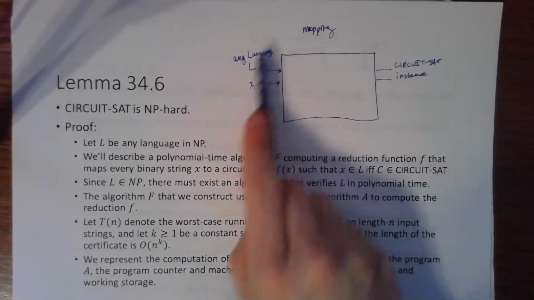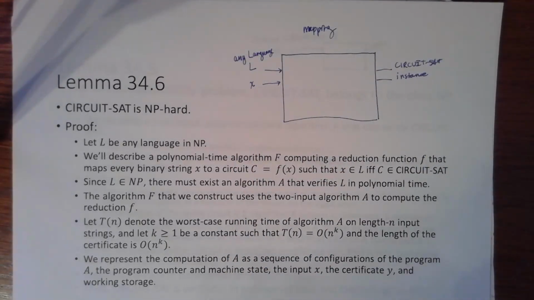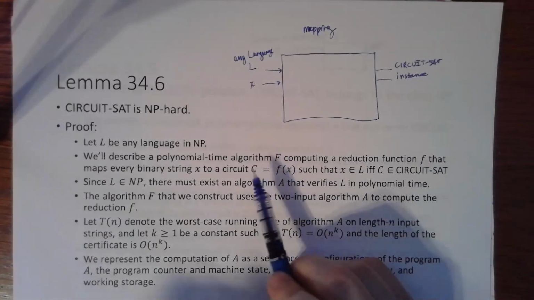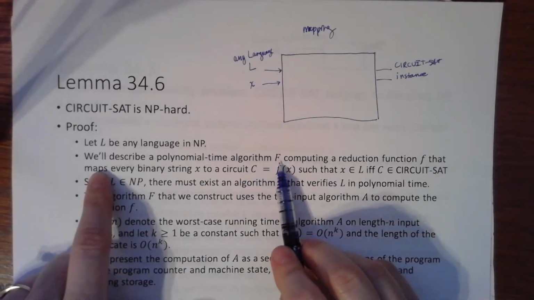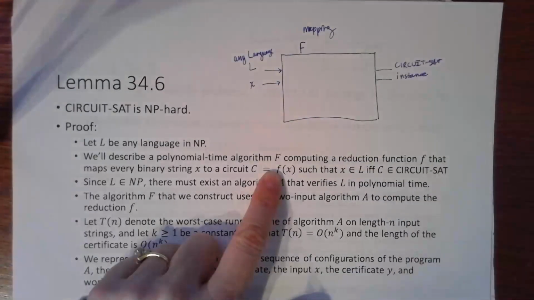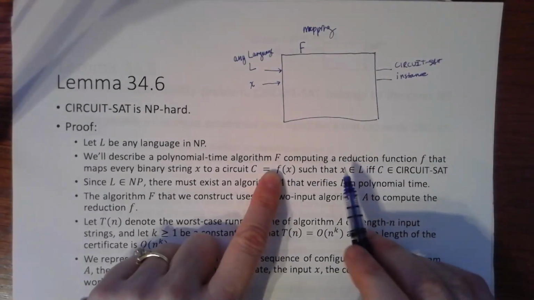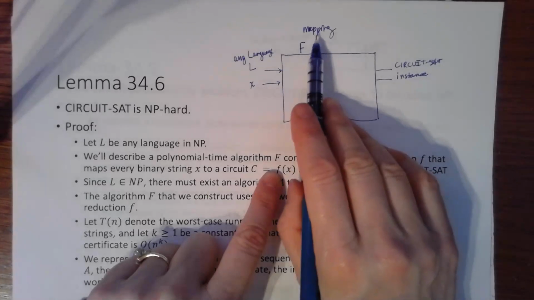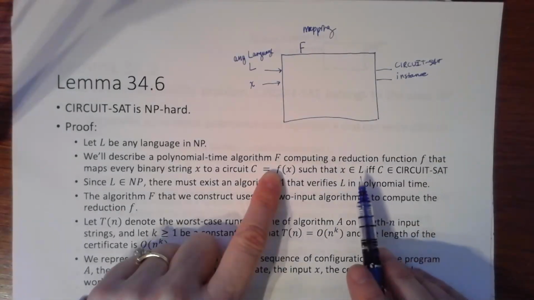So this is the mapping that I need to create. We need to describe a polynomial time algorithm. We're going to call it F. So this mapping is going to be F, and it's going to compute this reduction. That's what a reduction is, this mapping.